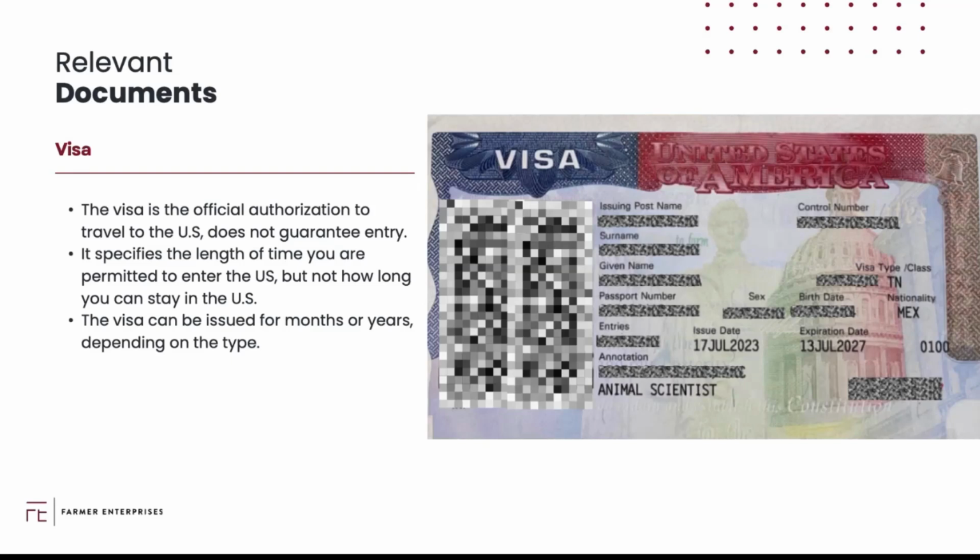So again, the visa stamp is only a travel document that authorizes the holder of the visa stamp to travel to the U.S. It does not guarantee an entry. It's always at CBP's discretion. Obviously, there's usually no issues with a holder of a non-immigrant visa entering the U.S. unless there's some major red flags. But essentially, the visa stamp specifies the length of time that the holder is permitted to enter the U.S. But it does not determine how long they can stay in the U.S. That's determined by the visa category. The visa can be issued for months or years, depending on the type.